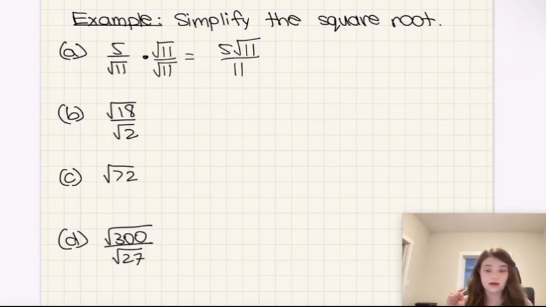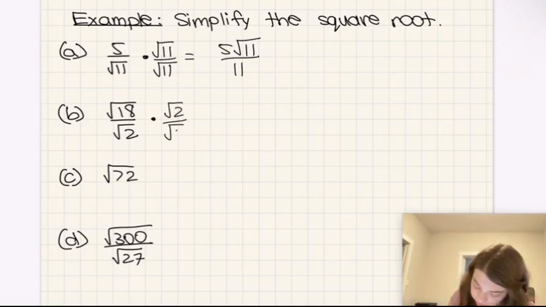So the first thing I notice right away is that root 2 is in the denominator, and we just can't have that. We can't have root 2 in the denominator. So I'm going to multiply both of these by root 2 over root 2, and I'm going to get root 18 times 2, which is 36, root 36 over 2.